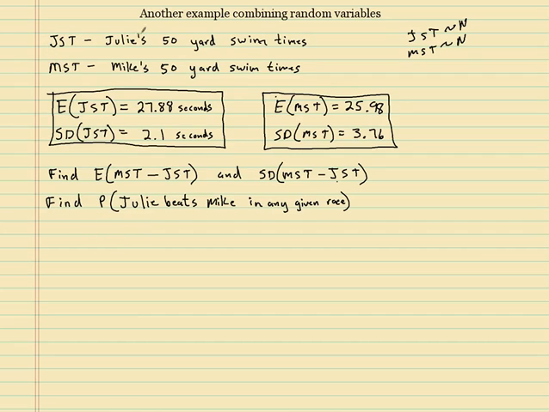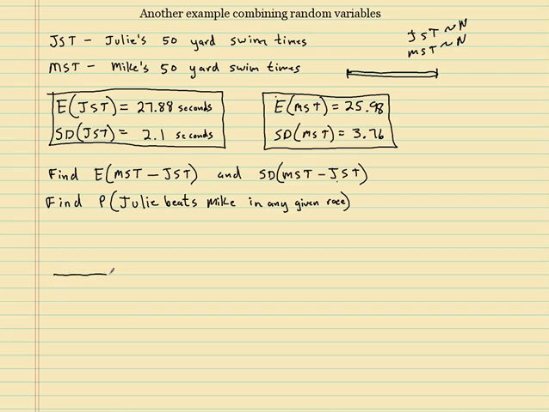Here are the random variables: Julie's 50-yard swim times and Mike's 50-yard swim times. That's up and back in a pool, the smaller way, not the long Olympic-size way. Every time she swims it's a random event because you don't know what her times are going to be. So these are continuous random variables, not discrete, and both of these curves are normal.